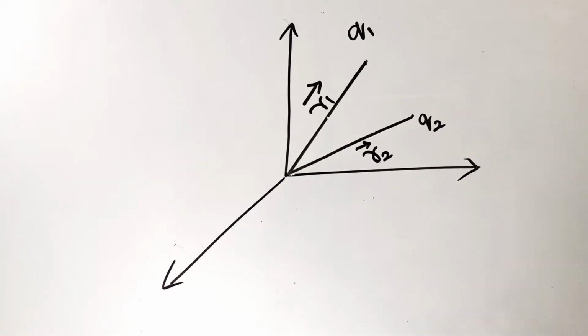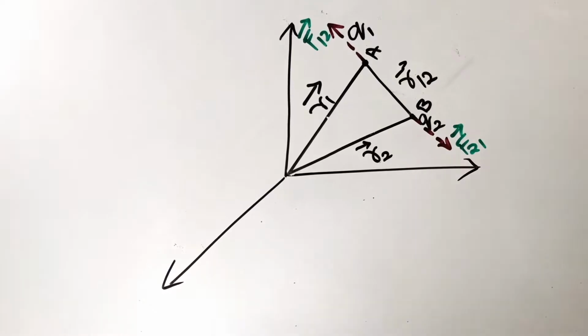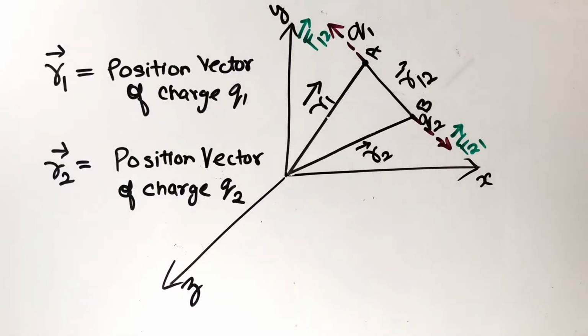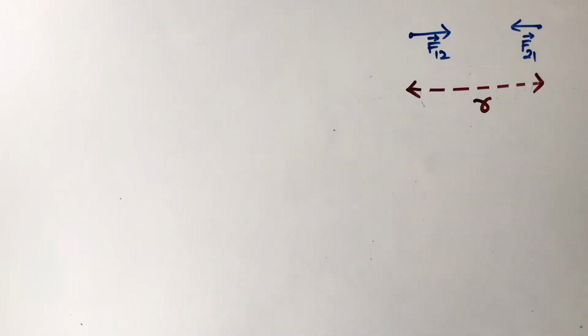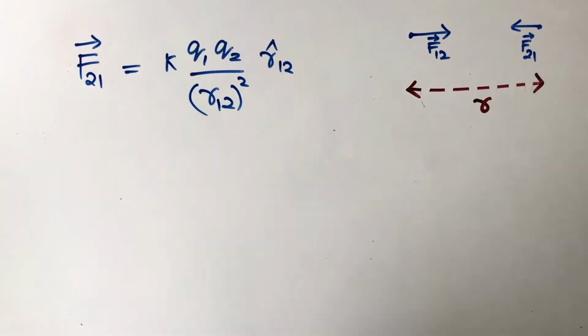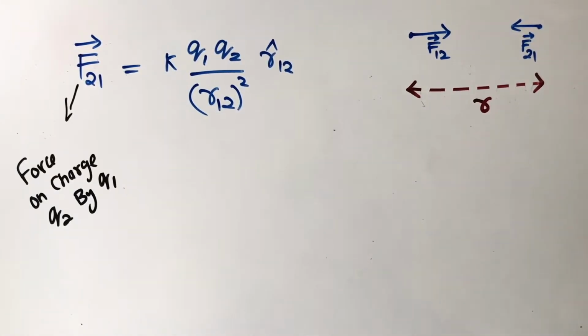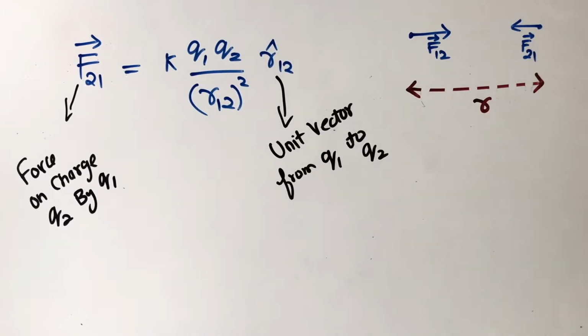Consider two point charges Q1 and Q2 such that R1, R2 are their position vectors. Hence, they will experience an electrostatic force on each other, that is F12 and F21. F21 is the force on charge Q2 by Q1. Since force is a vector quantity, we have to tell the direction as well. Therefore, R12 is the direction in which it is acting. That is, R12 is a unit vector telling the direction of the force. Similarly, F12 is the force on charge Q1 due to Q2.